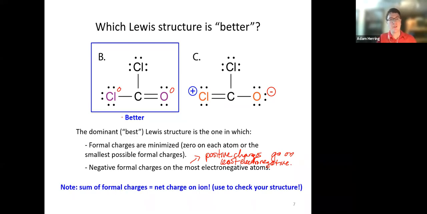And as we noticed earlier, the sum of the formal charges is equal to the net charge on the species. And you can use that as a way to check your structure. So if you were to calculate the formal charge of all 4, you would see that the chlorine and the carbon in the middle both have a formal charge of 0. So by adding together the formal charge, we get a sum of 0, which is a good sign because phosgene is a neutral molecule.